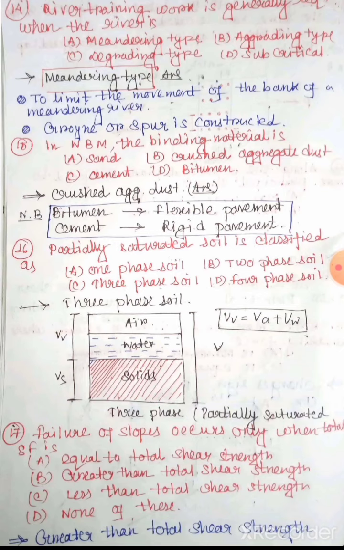Next question. Partially saturated soil is classified in one-phase soil, two-phase soil, three-phase soil, four-phase soil. As you can see in the diagram, it is a three-phase soil diagram and it is partially saturated soil. It consists of air, water and soil solids.